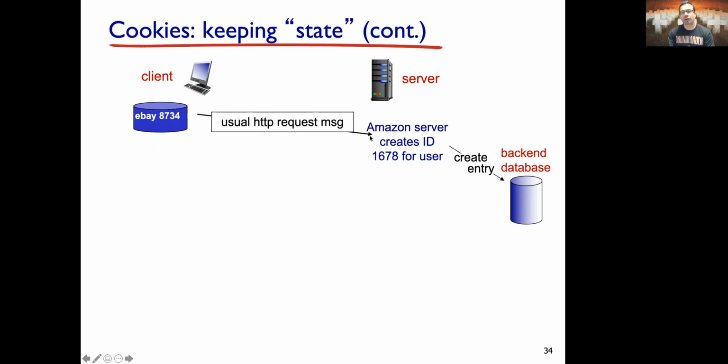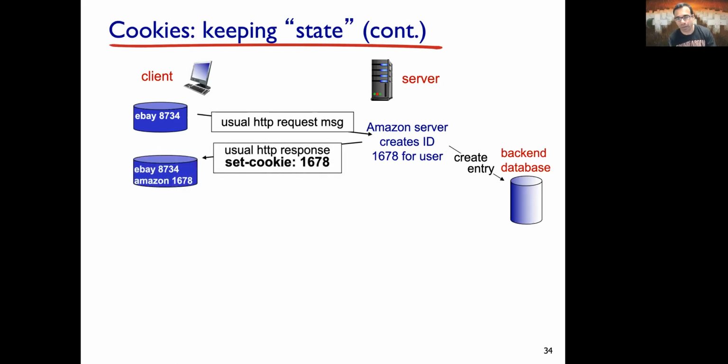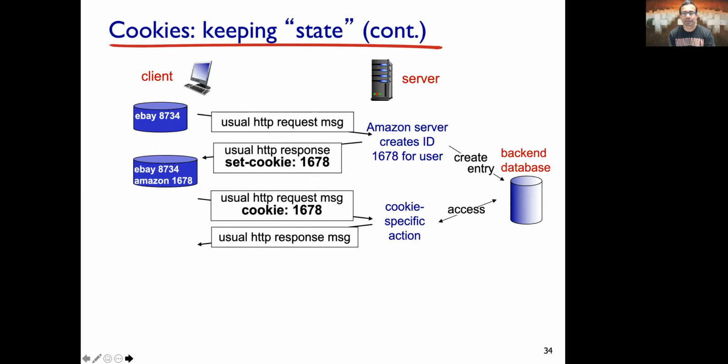The Amazon server will create an identifier, essentially a cookie ID for this particular user. Let's say that number is 1678. It adds this entry into the backend database, and it will send this set cookie with that particular ID that it's created to the client in the response. What does the client's browser do? The browser will now add this cookie into its local cookie file. So here you see there already was a cookie for eBay, but now a new cookie has been added for Amazon, right?